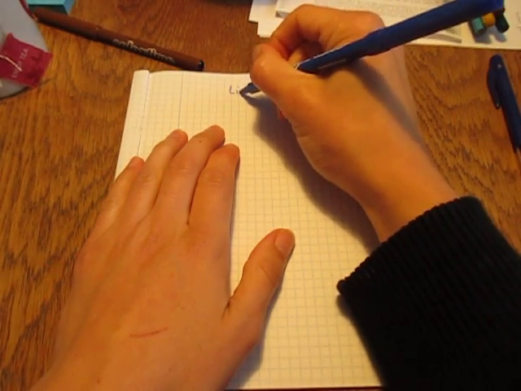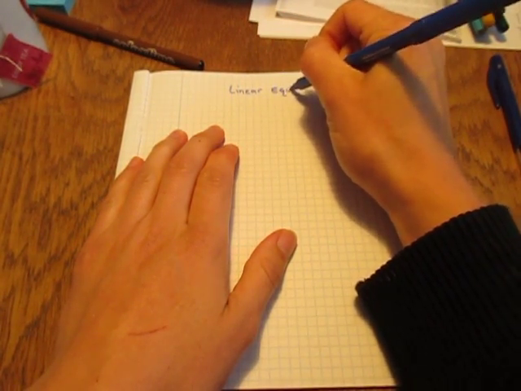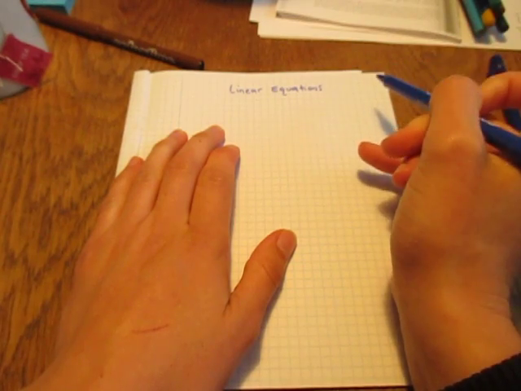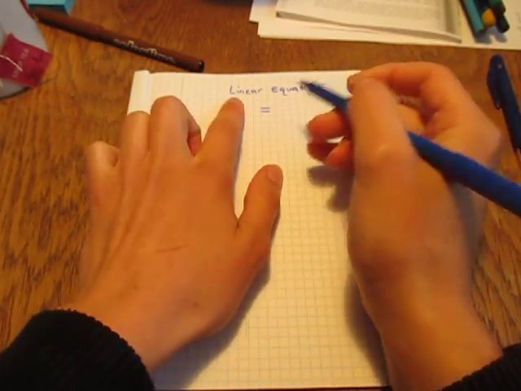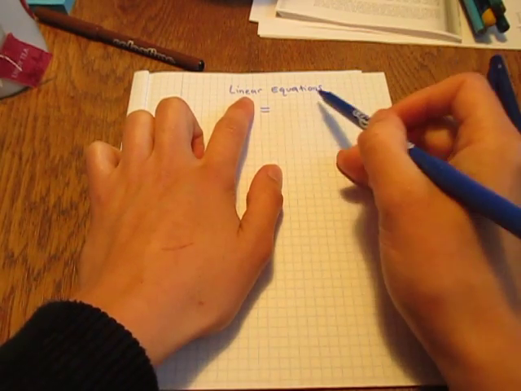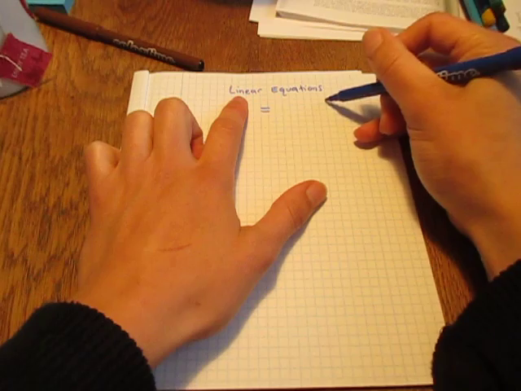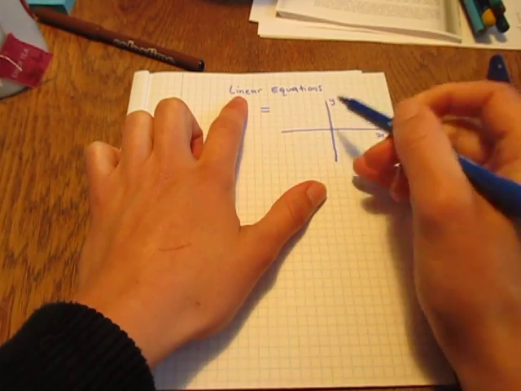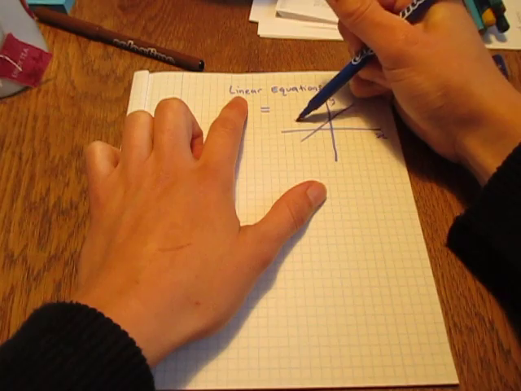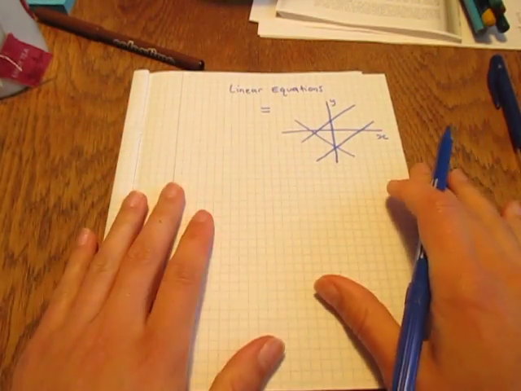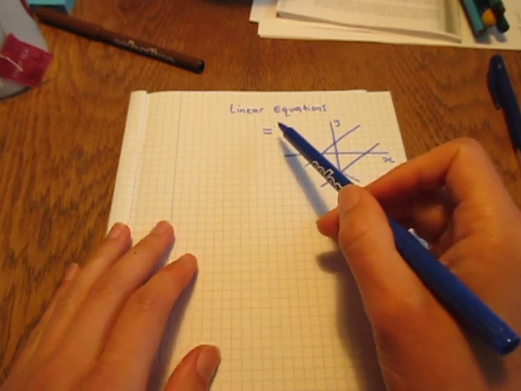Okay, it's time for linear equations. An equation is when one thing equates to something else, and linear means a line. So these equations are all equations that when you graph them on an x and y axis, they look like a line of some description. But it's always going to be a straight line. That's why they're called linear equations.